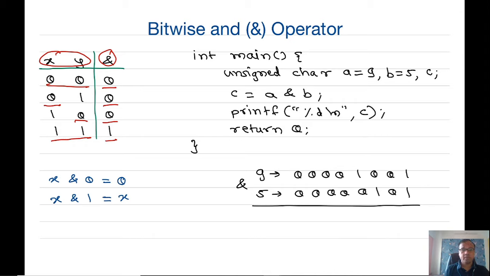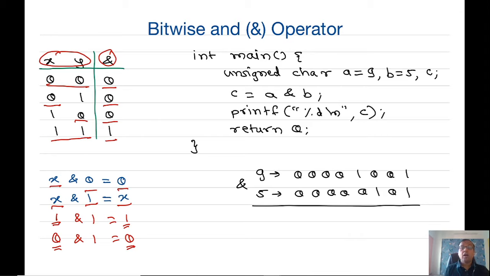Going a step ahead, you also understand that if you AND any bit with 0, the result will always be 0. At the same time, if you AND any bit with 1, the result will be that bit itself. What I'm saying is that if the bit is 1 and you AND with 1, the result is going to be 1, which is the same as x. And if it is 0 ANDed with 1, again the result will be 0. Right? So, you are understanding it?